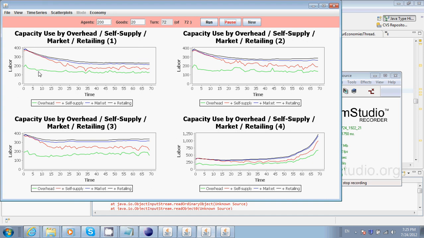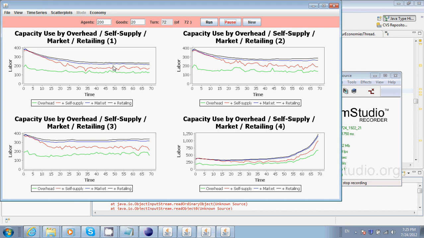But everything between the green line and the red line represents the capacity that society uses, people just use to supply their own needs at home, self-supply. The area between the red line and the blue line represents the amount of capacity that is devoted to market production. So you're at the margin, you're producing things, not overhead, but you're actually being productive at the margin and producing things that you're going to sell to the market.